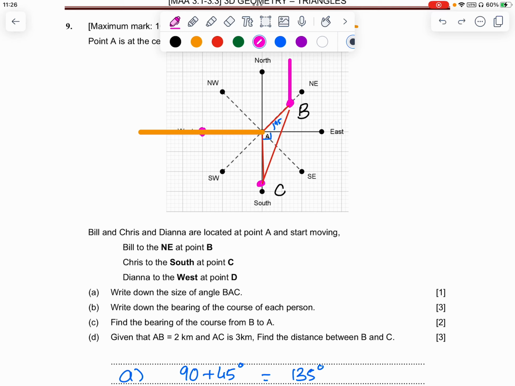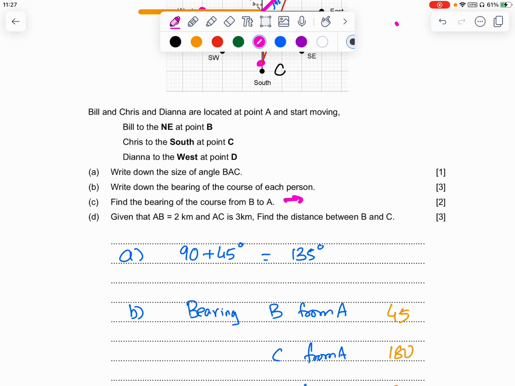So from B, draw a north line, then move it and try to reach A. So this is 90. I have not reached A. This is 180. I have not reached A, but this is 180 plus 45. I can reach A. So therefore it is 180 plus 45. So once again 90, 180 and 180 plus 45 will make me reach A. So therefore it's going to be 180 plus 45, which is 225 degrees.